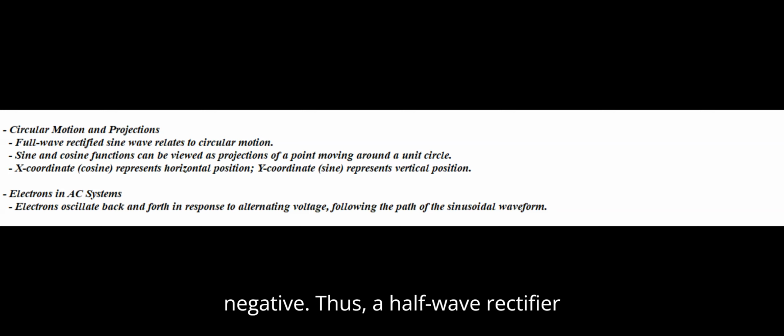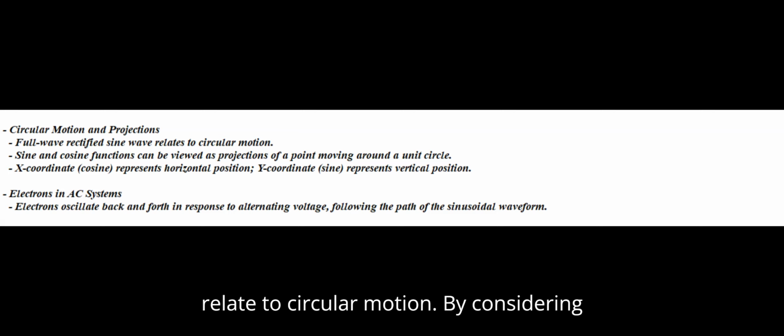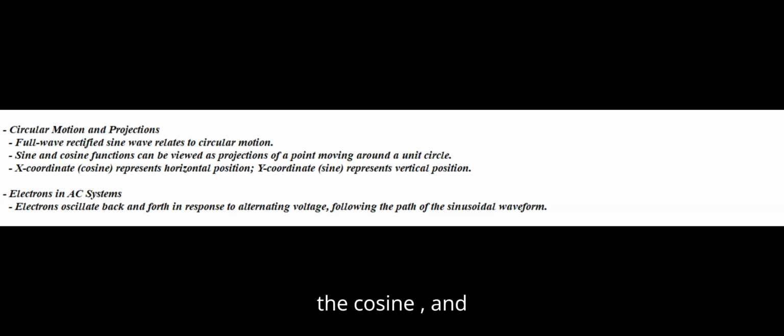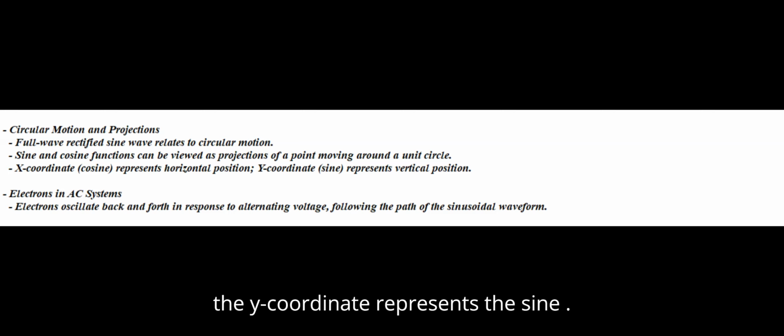Thus, a half-wave rectifier is always positive, while a full-wave rectifier produces both positive and negative outputs, effectively creating two waves. Geometrically, a full-wave rectified sine wave combines both halves of the alternating current signal, resulting in a continuous waveform oscillating above the x-axis. If you visualize both halves of the sine wave, you can see oscillations that relate to circular motion. By considering the sine and cosine functions as projections of a point moving around a unit circle, the x-coordinate represents the cosine, horizontal position, and the y-coordinate represents the sine, vertical position. This movement creates a sine wave when plotted onto the x and y-axis.